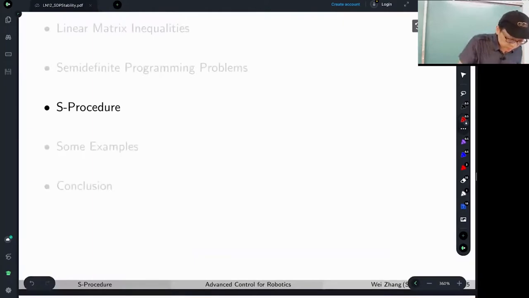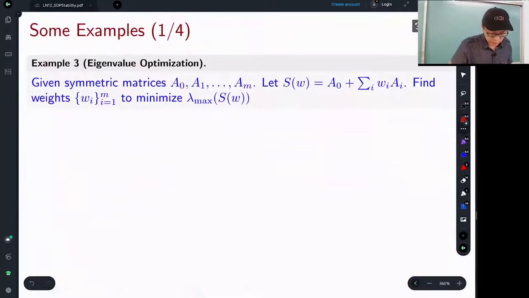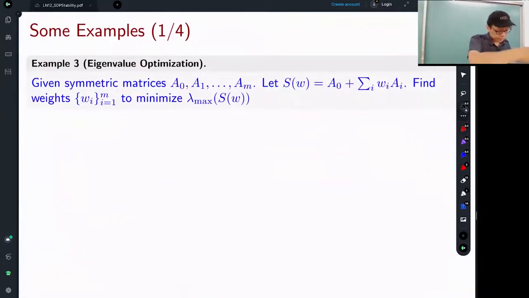Okay, before I introduce the ask procedure, let me first give you some more examples, so you can see why optimization is the key to help you think about various kinds of problems, almost every problem.